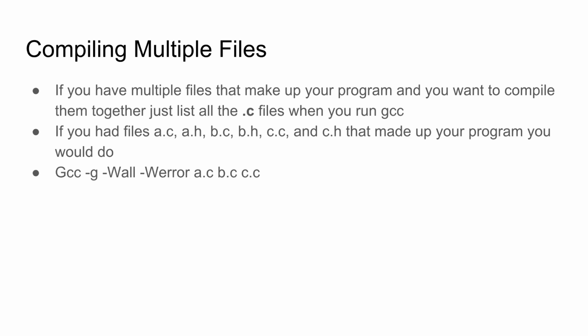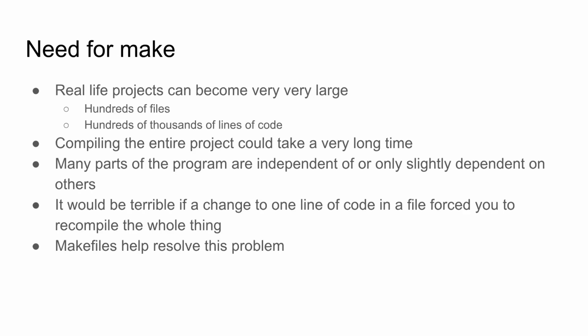If you were doing it on the command line, you'd say GCC, and then you list your normal command line options, and then you just specify all the C files you want to compile. It will create an executable. The downside is that it can be very time consuming to compile a large project, especially if it's made up of hundreds of files, thousands and tens of thousands of lines of code. Compiling the entire thing can take quite a bit of time.